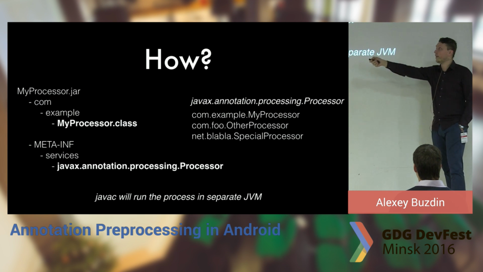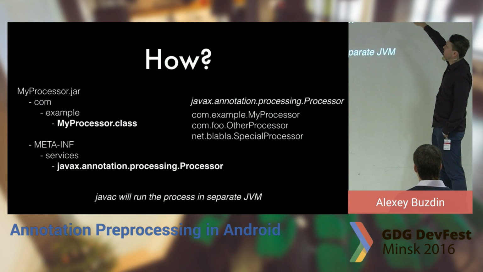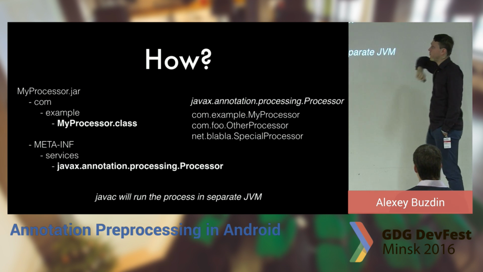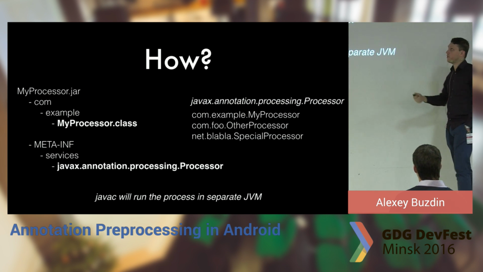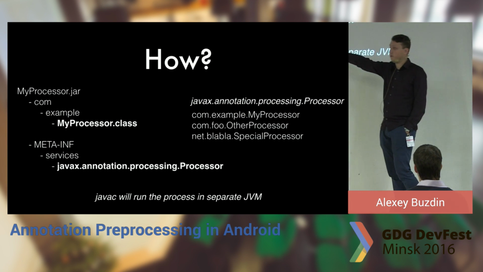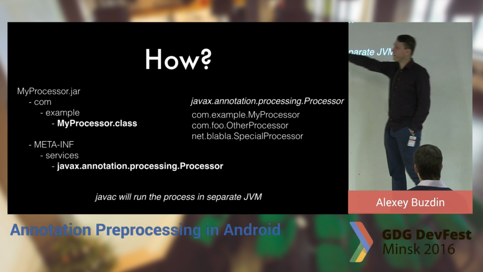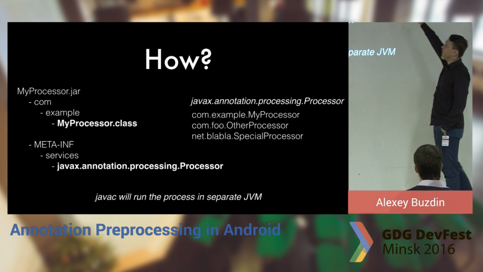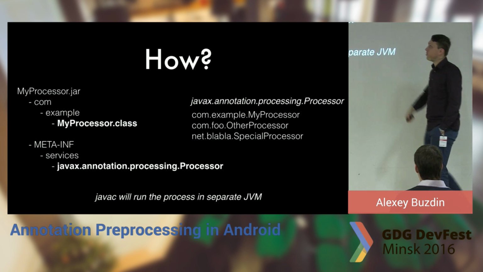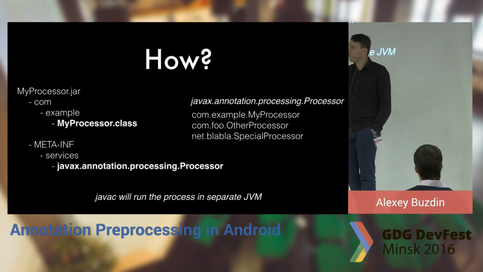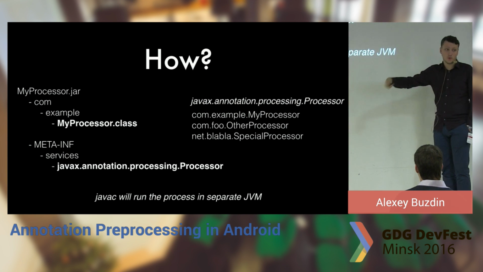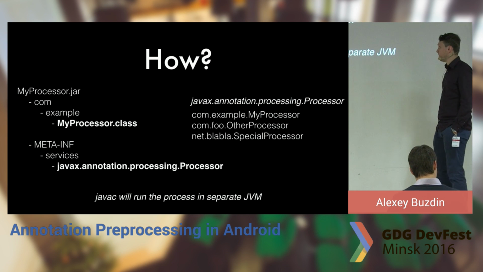So this is just a text file which contains all processors inside this jar. When javac starts, it looks into all its classpaths and looks into the META-INF folder. If it sees the processor flag, it runs all the processors inside that file. So if we add Dagger, for example, to our classpath, it will automatically detect this file and run it. So here is where the magic starts.